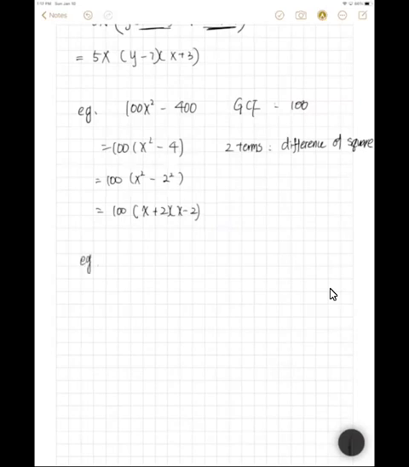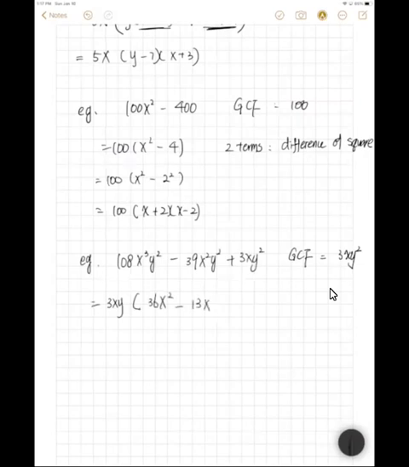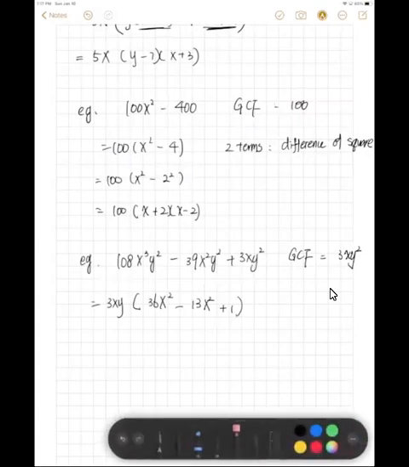So the next is I have 108x cubed y squared minus 39x squared y squared plus 3x y squared. Common factor first, which is 3x y squared. And then I factor it out. I have 36x squared minus 13x plus 1. Okay. Oh, this is x, sorry, 13x.